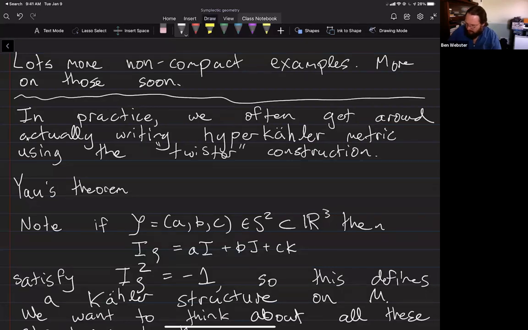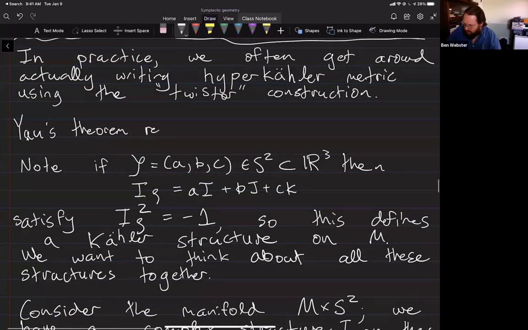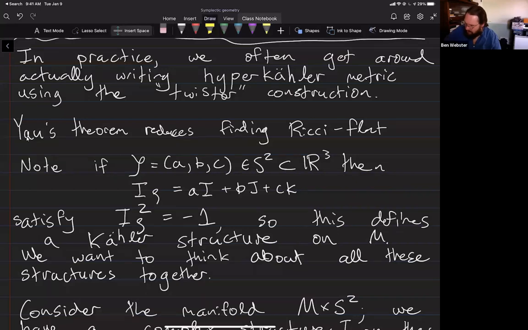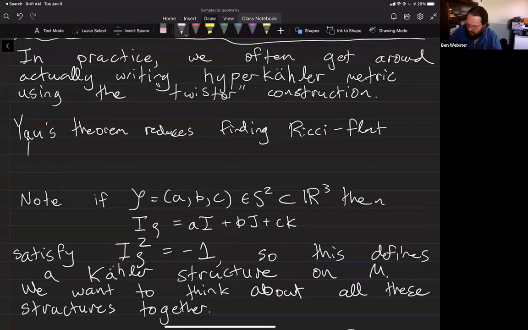You know, Yau's theorem reduces finding a Ricci flat Kähler metric, which is really hard, to finding a holomorphic volume form, which is much easier.